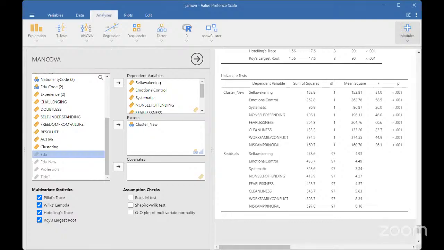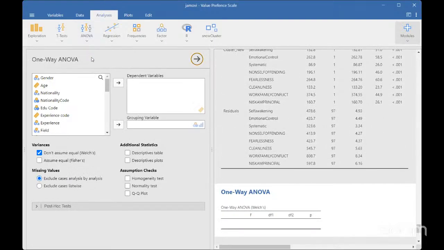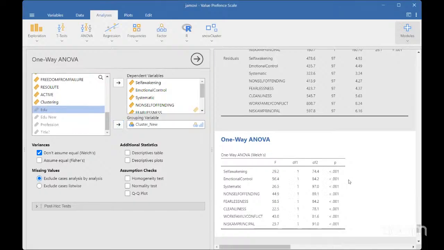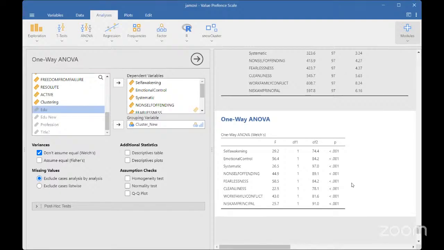Now you click the ANOVA, one way ANOVA. Grouping variable will be cluster, and the first component will be the dependent variable. Correct. Now we get the one-way ANOVA. Again, fearlessness is very high. Okay, now we have to go to the statistics.